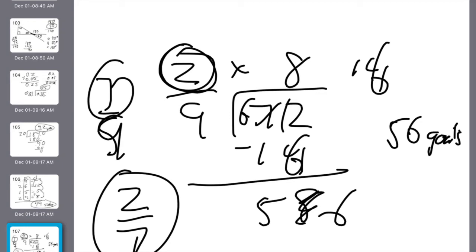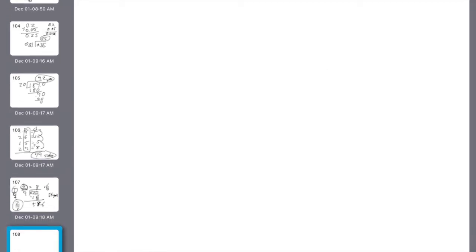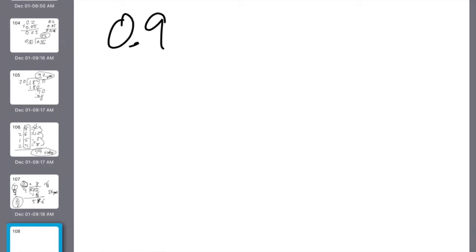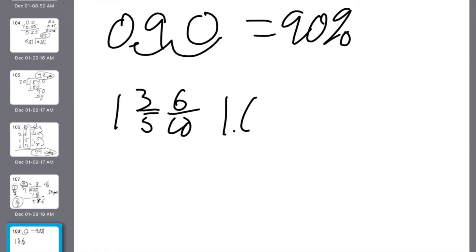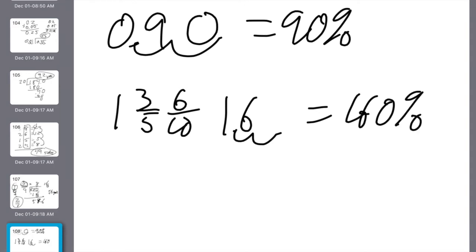Number 9, write each of these numbers as a percent. 0.9, write twice. Add a 0 gives me 90%. 1 3/5. Now I'm going to switch 3/5 to 6/10 by times it by 2. 6/10 is 1.6. Right twice equals 160%. And 5/6, guys, I'm going to go decimal first.